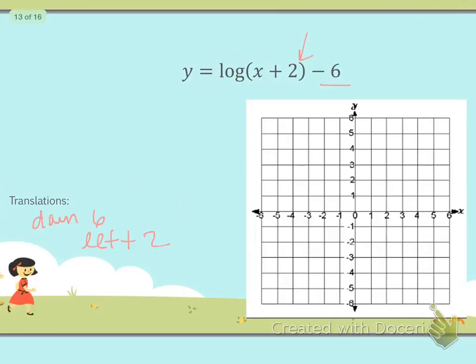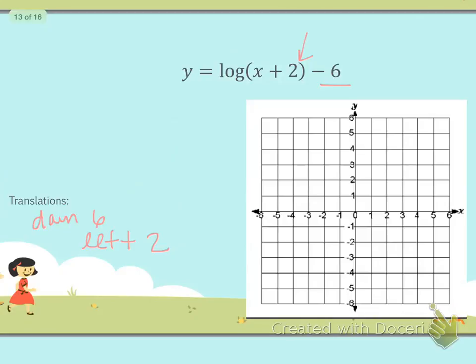Just like when we were doing 2 to the x, this was not a stretch because it was the base of the formula. It was our generic parent function. If there was something in front of it, then it would have stretched. Okay, so, left 2. If I were to type this in my graphing calculator, I would make sure to type in log of x plus 2, end my parenthesis, and then do my minus 6.